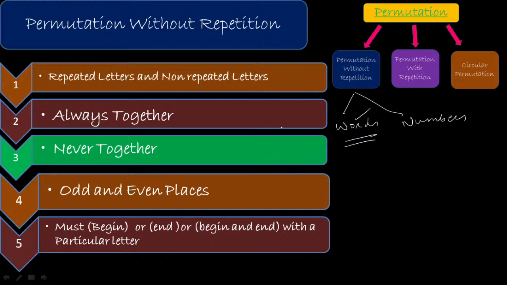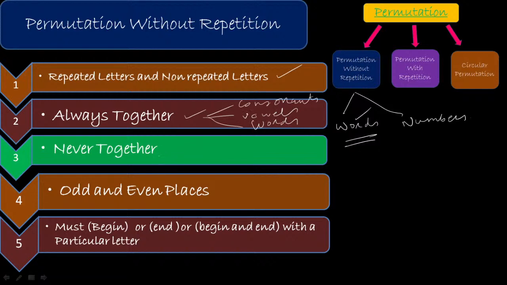Based on that you have so many categories, and among them these five are really very important. If you understand these, then the remaining ones you can evaluate based on these concepts and give your answers. Now, if it is in terms of words, your first category is repeated letters and non-repeated letters, which we are going to discuss first. Then always together. In always together, we are going to discuss three categories: in terms of consonants, in case of vowels, or some group of words, and how to calculate the number of permutations. Next, never together, which is contrary to this one.